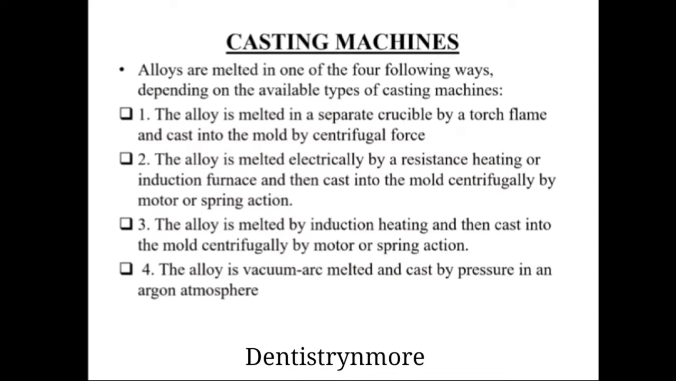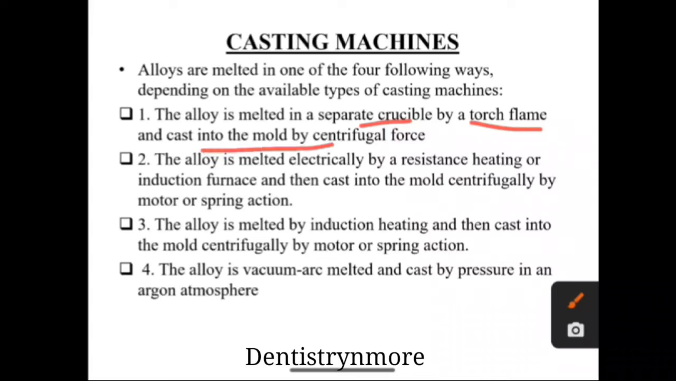Next one is casting machine. These alloys can be melted in one of four ways, depending upon the available type of casting machine. First, it can be melted in a separate crucible by torch flame, and it is cast into the mold by centrifugal force. Next, it can be melted electrically by a resistance heating or induction furnace, and then cast into the mold centrifugally. Third, it is melted by induction heating and then cast into the mold centrifugally by a motor or spring action. Last, it is vacuum arc melted and cast by pressure in an argon atmosphere.